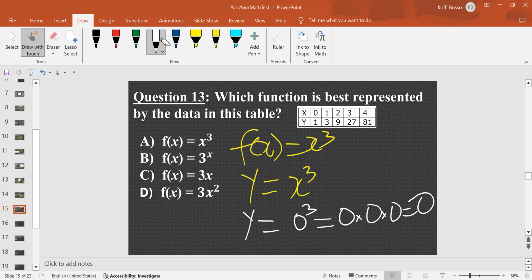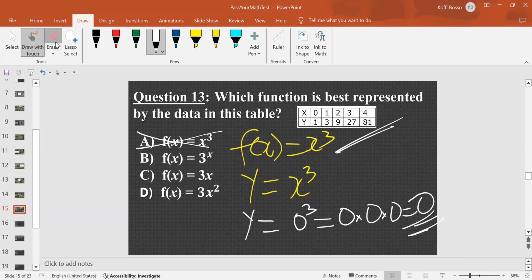When x is 0, the y value is 0, which is not the case in the table. So I don't need to check for 1 or for 2 or for whatever. I don't need to check because the first one doesn't work. It has to work for all of them. So therefore, A is out.